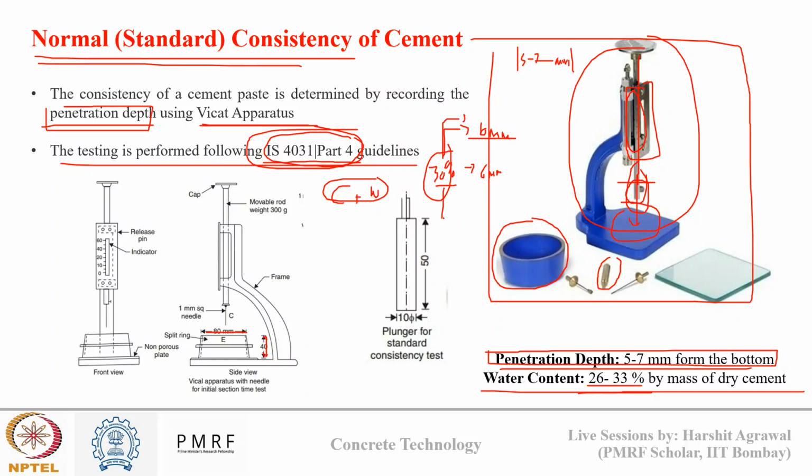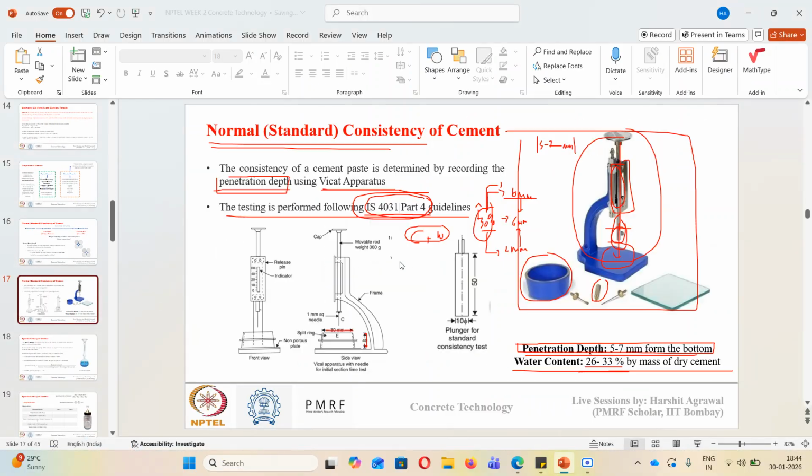If this penetration depth was, suppose, 2 mm, then it means that I have added too much water, because the higher the penetration, the more flowable is my paste. That's why the needle was easily penetrating. So I will decrease the water content so that I can get into this range of 5 to 7 mm. This is how, on a hit and trial basis, we calculate the water content required for standard consistency. Any doubt in this testing of standard consistency?